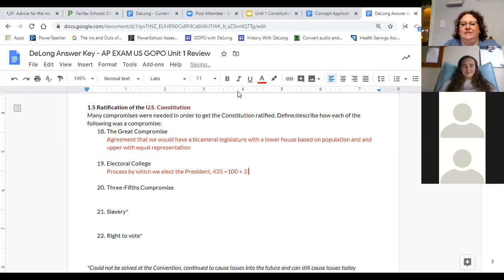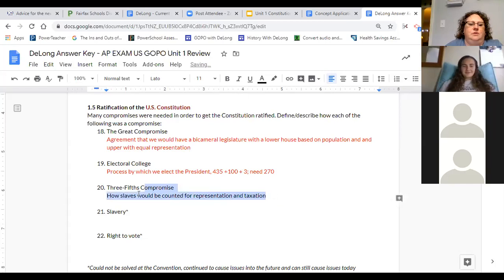Ah, yes. And you need how many to win? Electors. Isn't it like one more than half? 270. Take 538, divide by 2, plus 1. All right. The 3/5 compromise was how slaves would be counted for representation and taxation. So one slave would be worth 3/5 of a person.